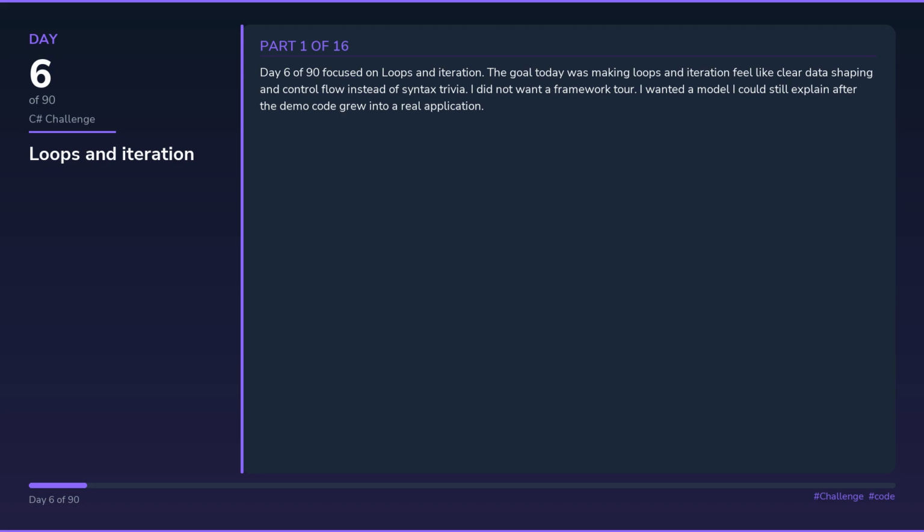Day 6 of 90 focused on loops and iteration. The goal today was making loops and iteration feel like clear data shaping and control flow instead of syntax trivia. I did not want a framework tour. I wanted a model I could still explain after the demo code grew into a real application.